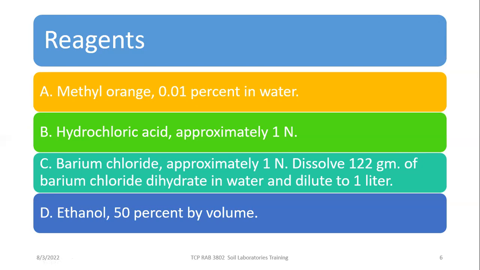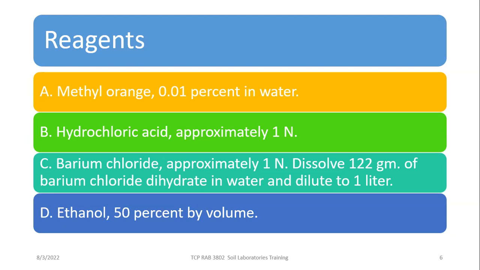The reagents needed for this procedure: an indicator, methyl orange, 0.01% in water; hydrochloric acid, approximately 1 normality, to provide acidic condition; and barium chloride, approximately 1N. This can be prepared by dissolving 122 grams of barium chloride dihydrate in water and diluting to 1 liter. Then ethanol 50% by volume.